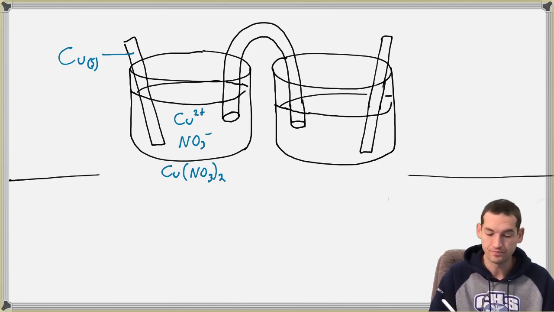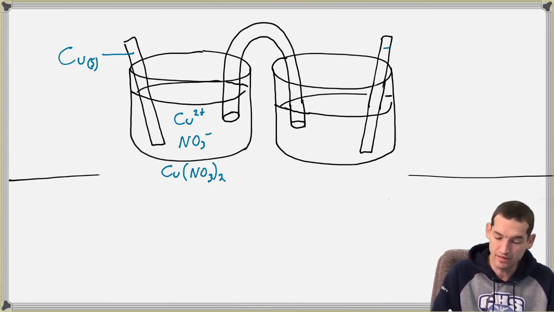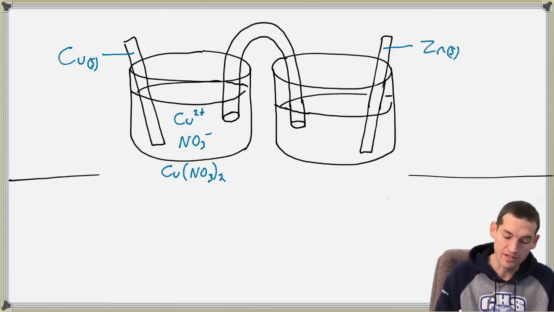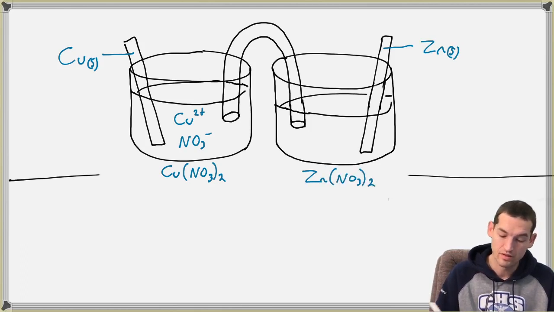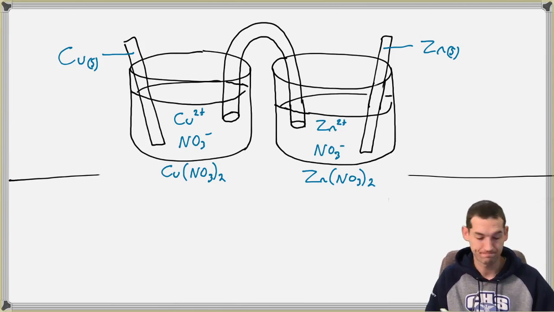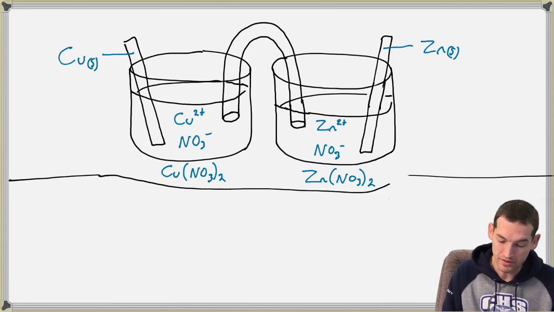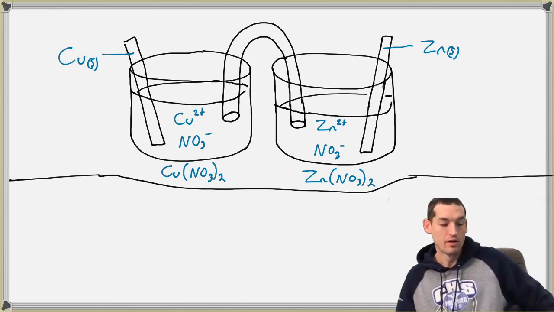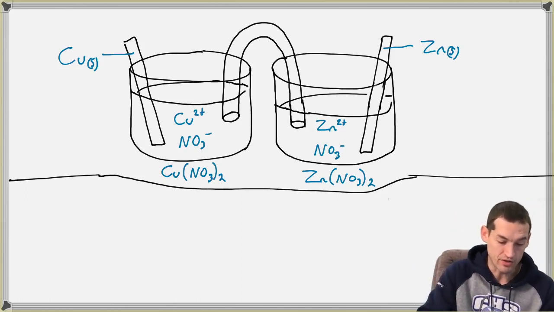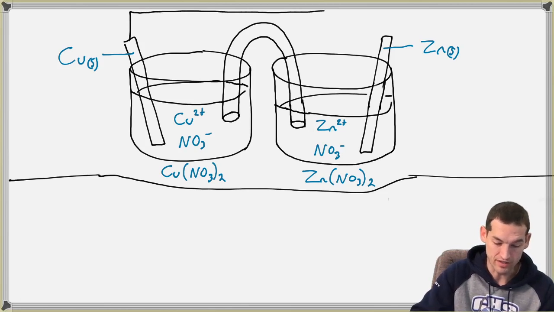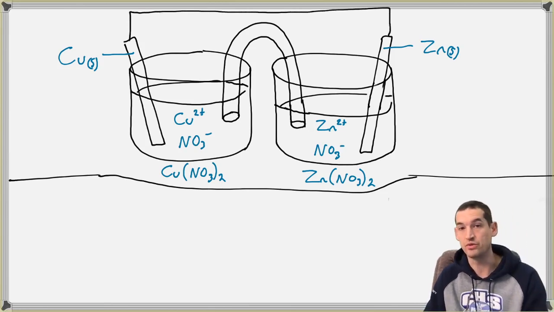Okay. On the other side, same idea. This is going to be zinc solid for our electrode, and the electrolyte is made of zinc nitrate. So we're going to have zinc 2 positive ions and some NO3 negative ions. Okay. Draw this in again. We also have an external circuit that connects this side to the other side.